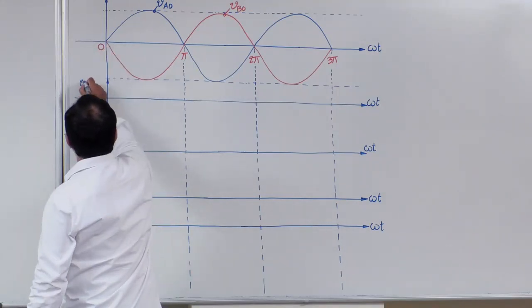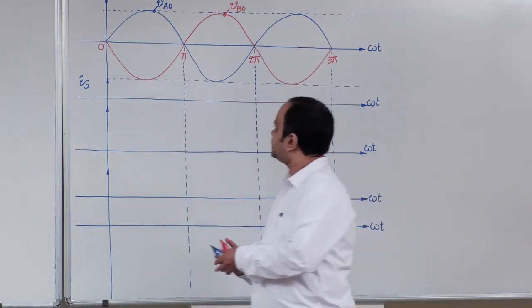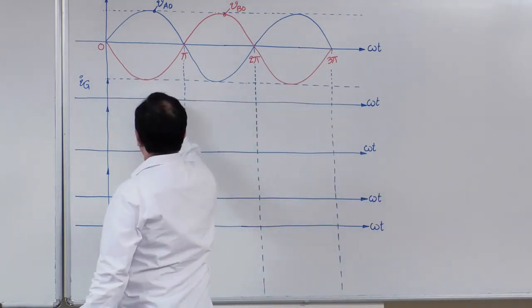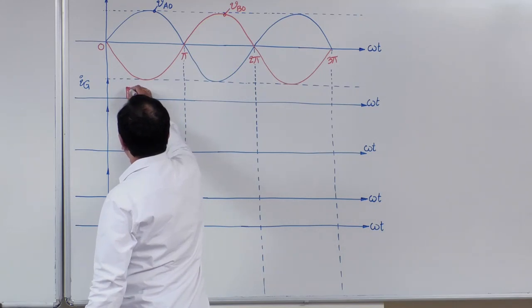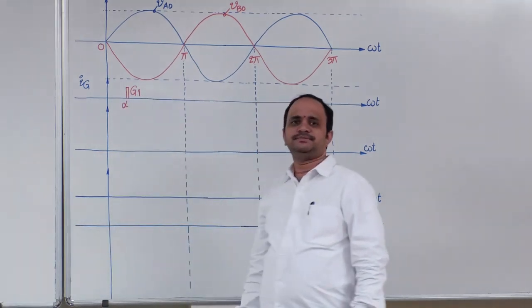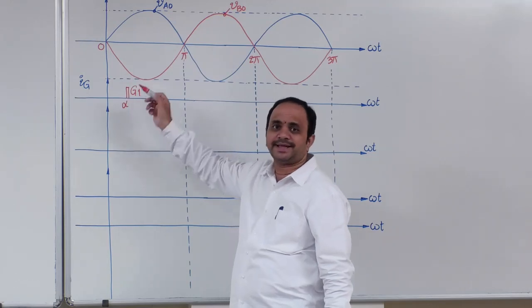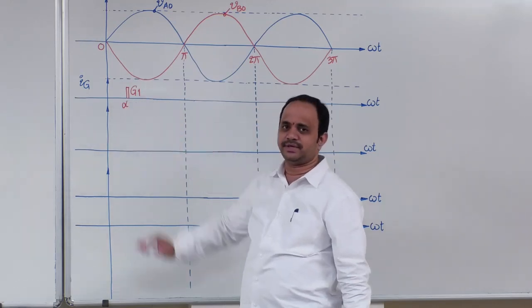Therefore, we should give gate current to the T1 device between 0 to pi, that is, at omega t equal to alpha, the T1 device should be triggered. So here G1 symbol is used to represent the gate current given for the T1 device.